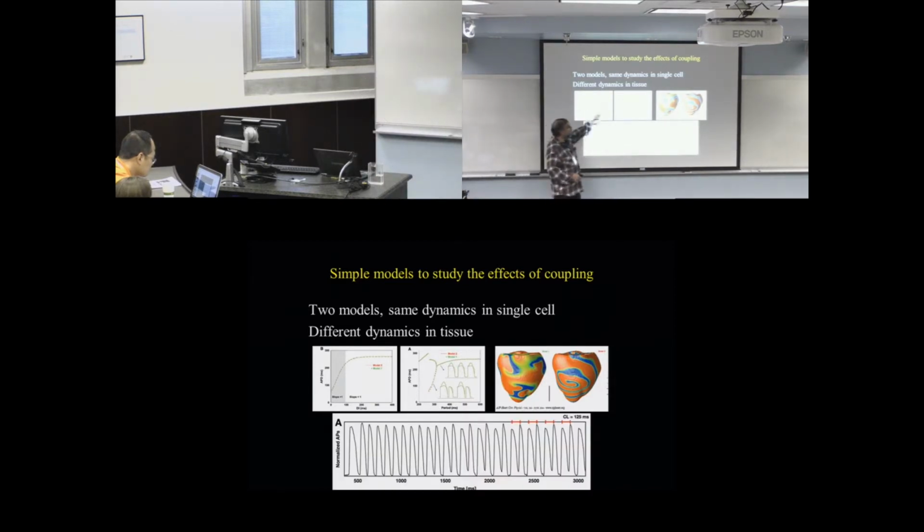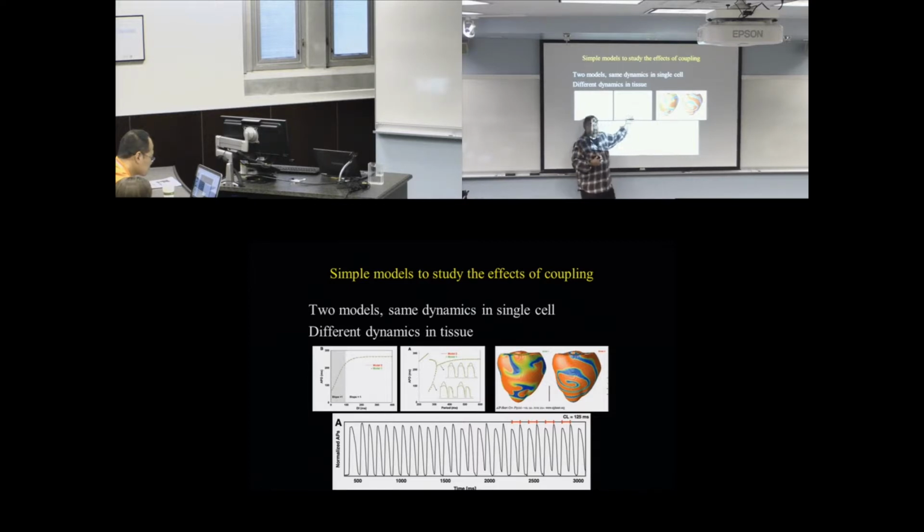The 2 models have the same restitution, and because there's no memory, they follow the slope of the restitution and produce alternans. But when you put it in space, you have electrotonic currents. The electrotonic currents, the diffusion, becomes actually a current that affects the dynamics of the cells. And I'll show another example later on.